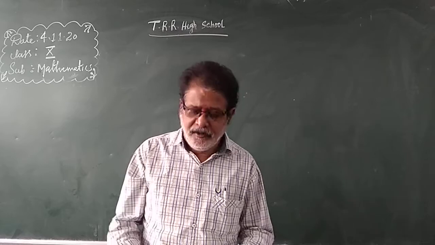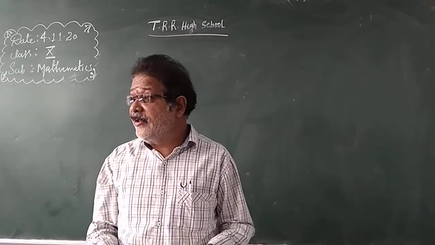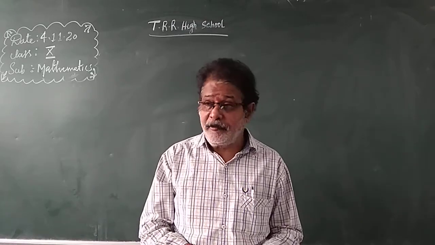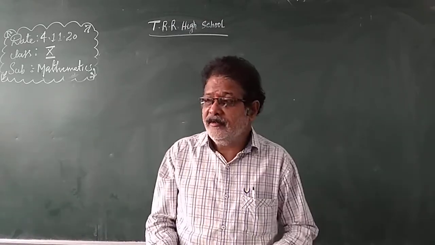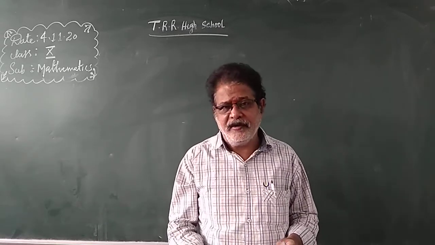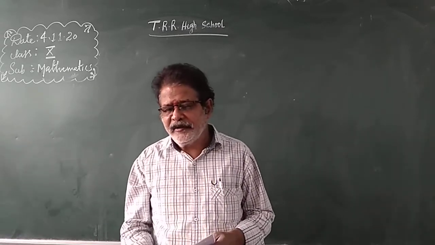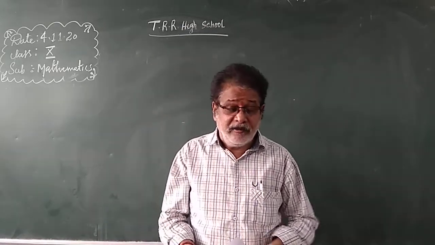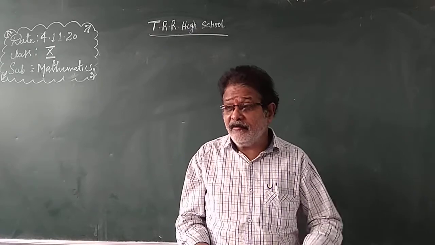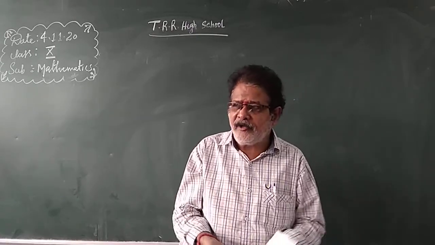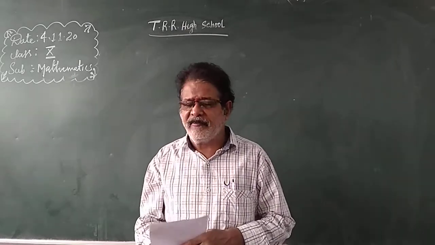Good morning. In yesterday's class we discussed the relationship between the zeros and coefficients of a quadratic polynomial. The general form of a quadratic polynomial is ax square plus bx plus c. We checked whether alpha and beta are the zeros of ax square plus bx plus c equals 0.